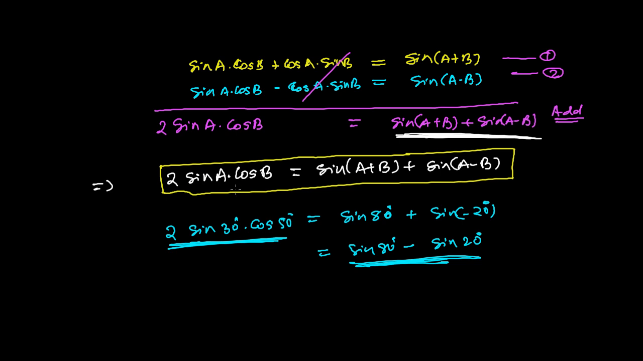That's why sometimes we call this formula a transformation formula also. We transform one form of the equation into another form. From product we convert into sum, and from sum we convert into product. So it is better known as the transformation formula also.